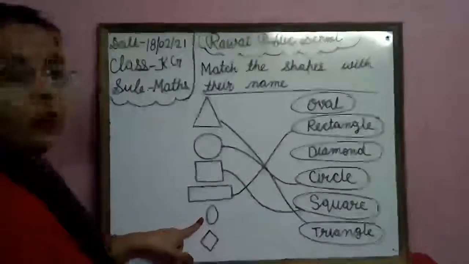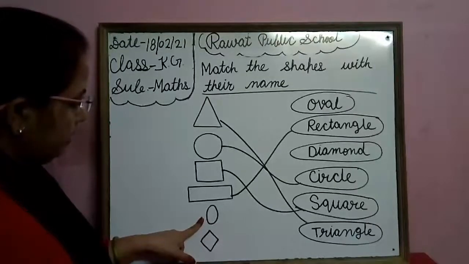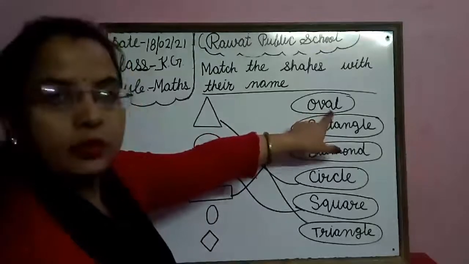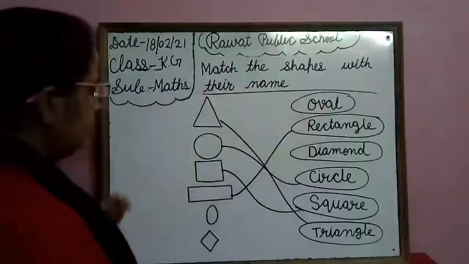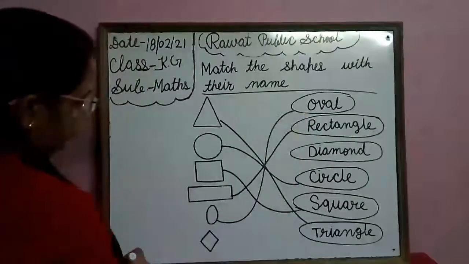This is oval. Match the oval shape with their name. O-V-A-L, oval. So match the oval shape with their name.